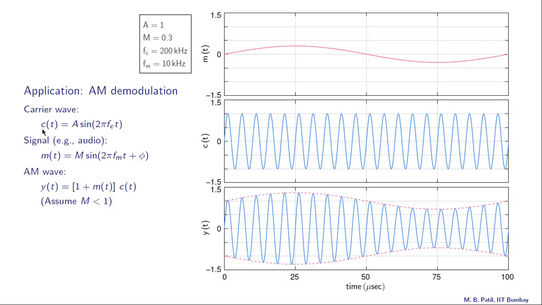And from the carrier wave and the signal, we derive the AM or amplitude modulated wave, y of t equal to 1 plus m of t times c of t. And we will assume that this capital M is less than 1.